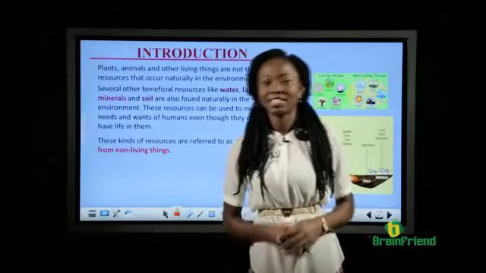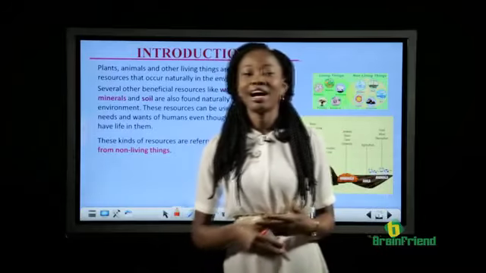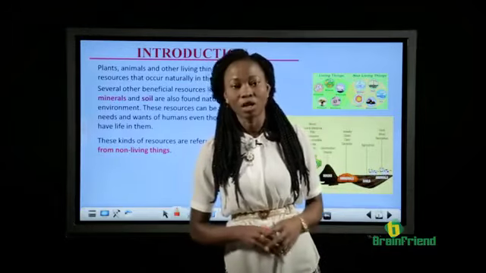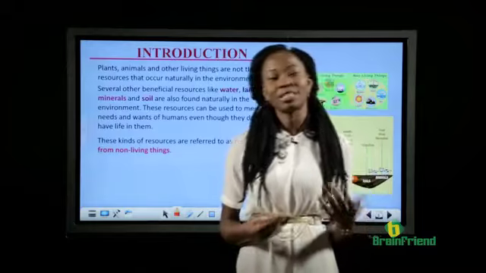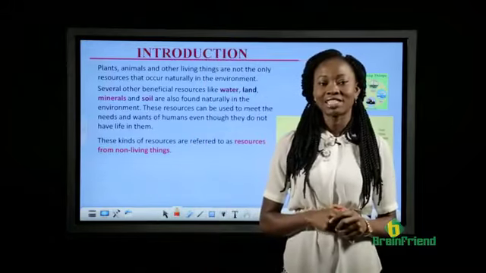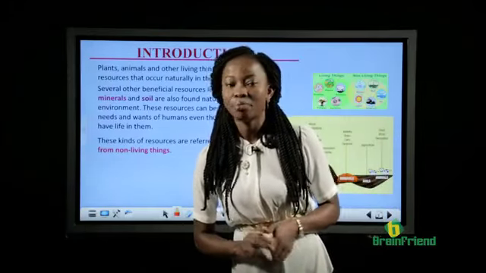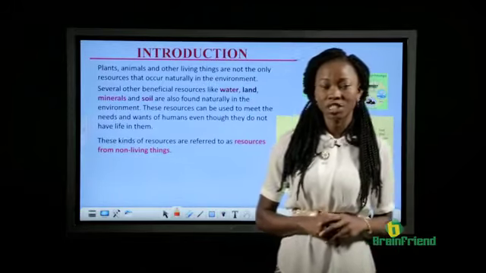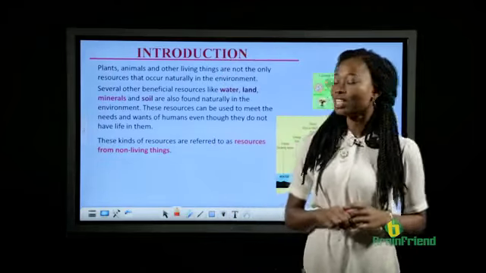In one of our previous lessons, we were introduced to resources. We said resources are items or materials that are used to provide benefits to man, or that can provide benefits to man. We also said they are items or materials that are used to meet the needs and wants of humans. We saw different kinds of resources in that lesson, and the bulk of what we learned about were biotic resources, which include plants, animals, and other living organisms.